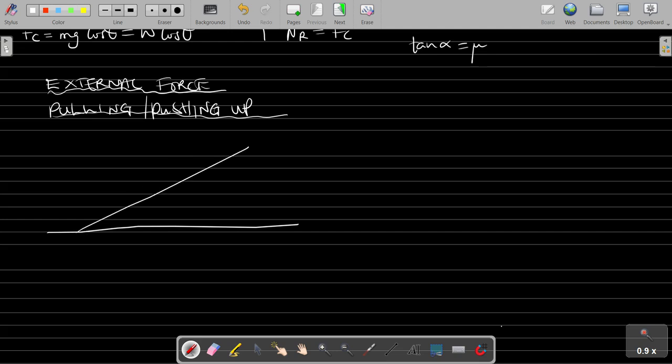So in this scenario, always before you start, you should know you always have Fs, Fc, and the normal force. In this scenario, an external force is pulling upwards. We may say this is F up. Considering that your force is pulling upwards, frictional force will move in a downward manner. You can represent it down there.